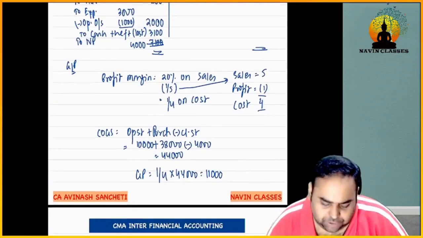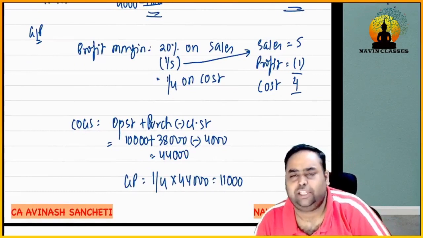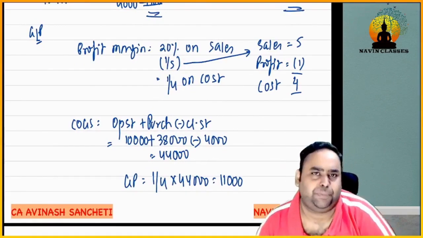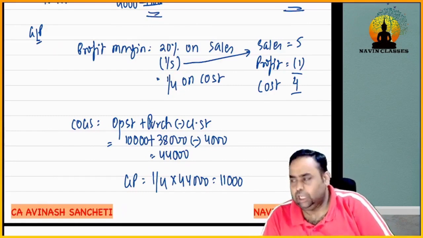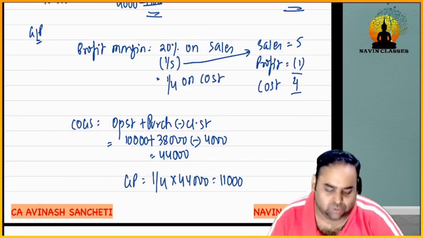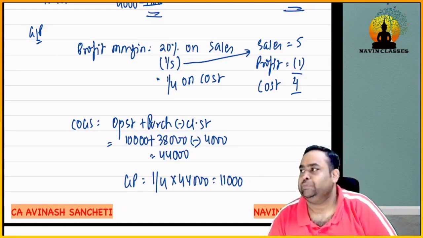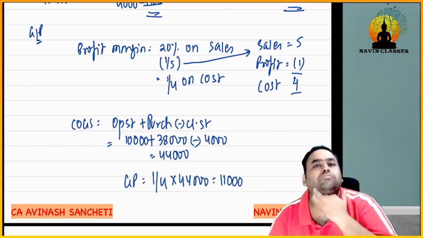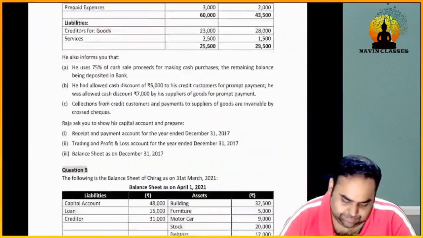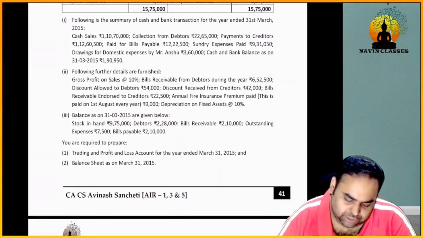So check this profit margin once. 1/5 on sales was given, but we didn't have the sales figure. So I converted it to 1/4 on cost. GP was calculated by taking 1/4 as cost of goods sold. Cost of goods sold is opening plus purchase minus closing. What is it? Opening plus purchase minus closing. Is it clear? I hope it is clear to everyone.